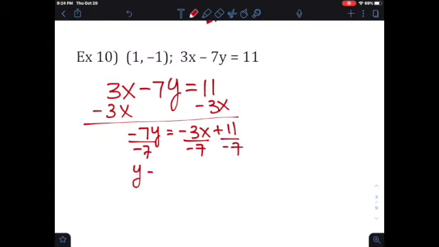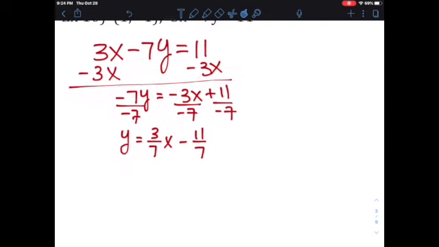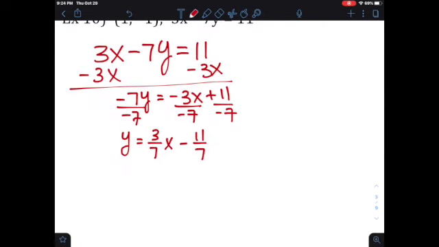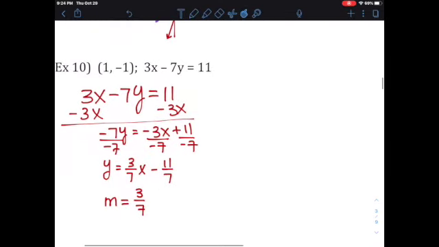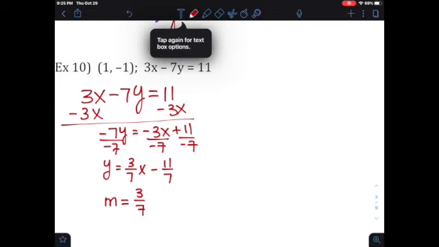And that's y equals 3 over 7 x, because negative and negative become positive, minus 11 over 7. And once you do that, you've got the slope. And I would like you to write it down. Your slope, in this case, that you need is 3 over 7. That way you have it right in front of you. Then you have the point (1, negative 1). To write the equation of the line parallel to 3x minus 7y equals 11, the slope is 3/7, but using a different point to create that parallel line, you are going to use (1, negative 1).